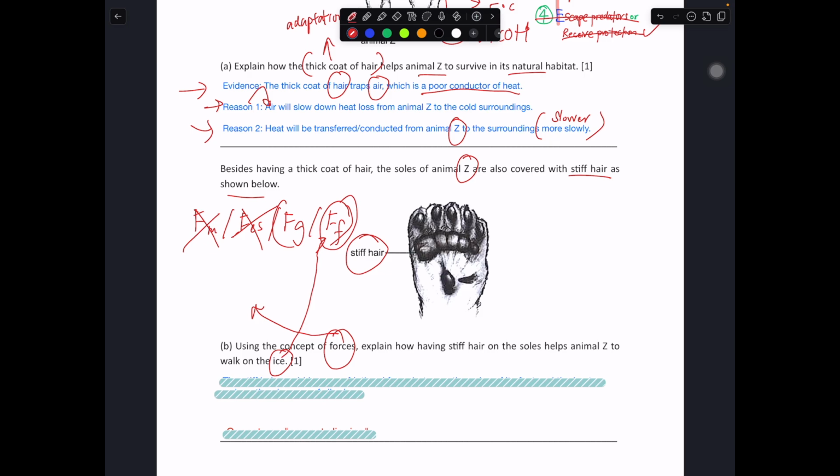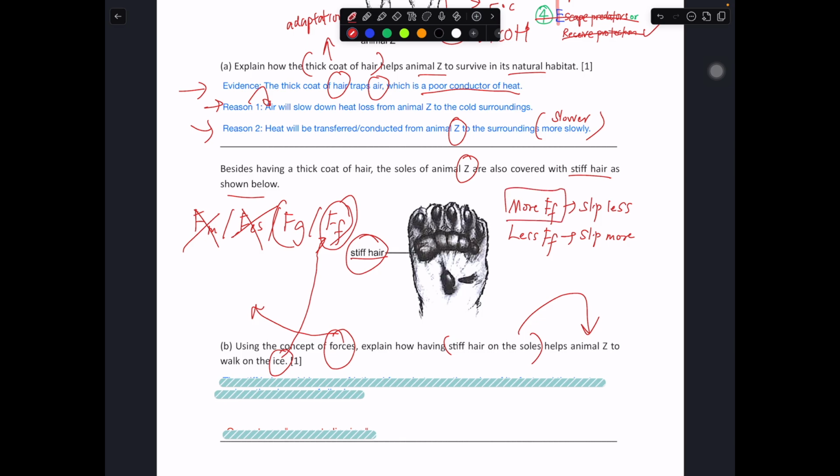But in this case, the stiff hair on the soles helps Z to walk properly, to not slip easily. So something must be to do with this. Would the stiff hair help to increase the friction or reduce the friction? Think about it. If you increase, you have more friction, then you will slip less. If you have less friction, you will slip more. It's more slippery. So in this case, it will be there to increase the friction.